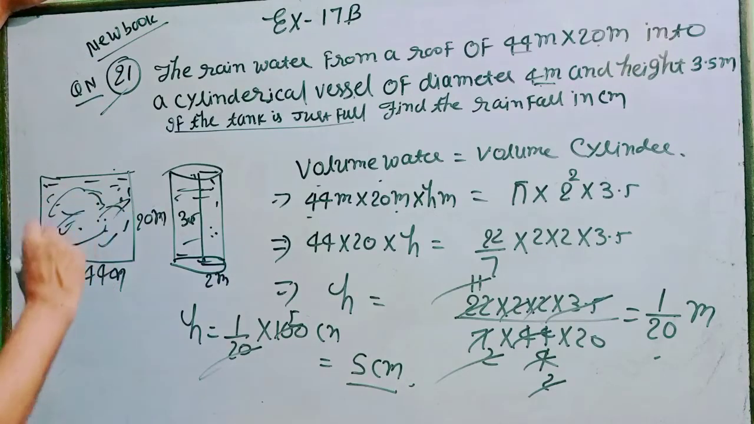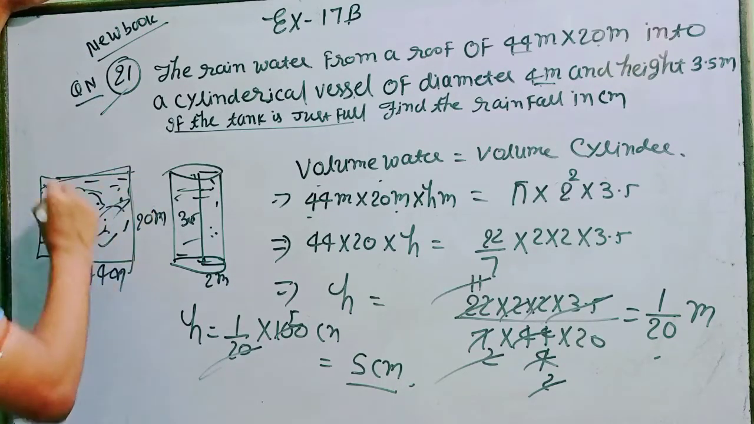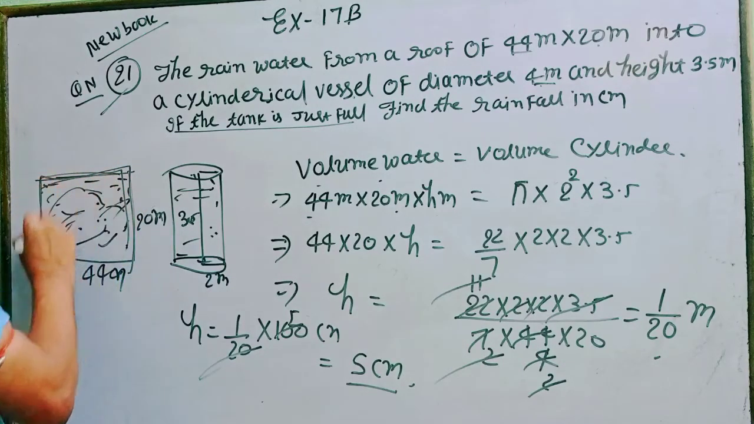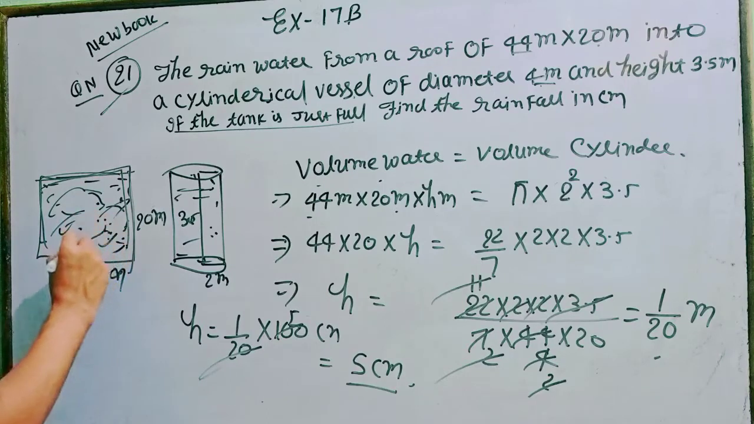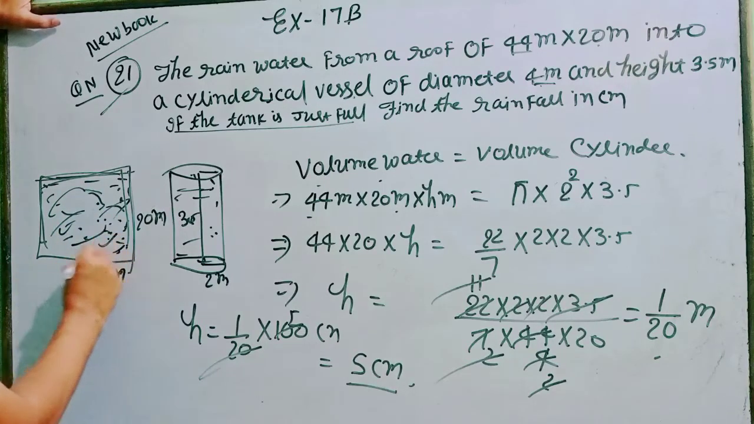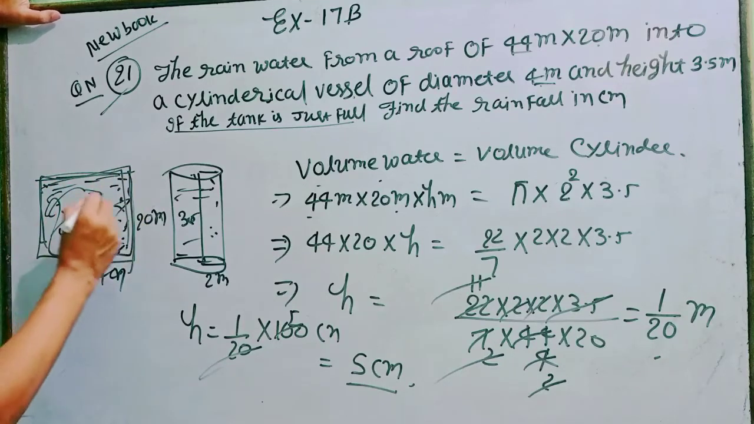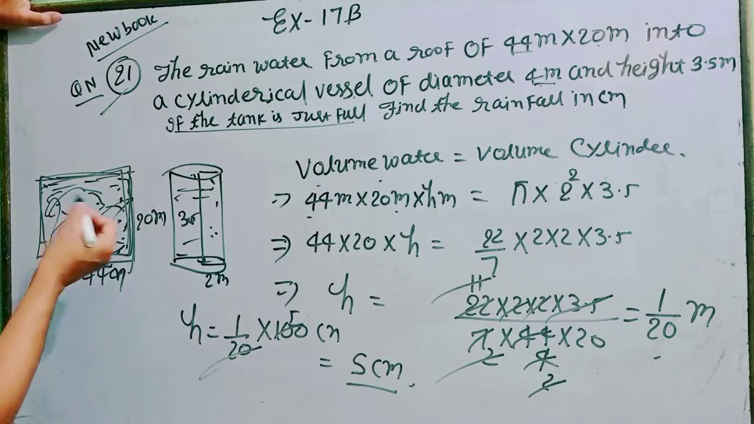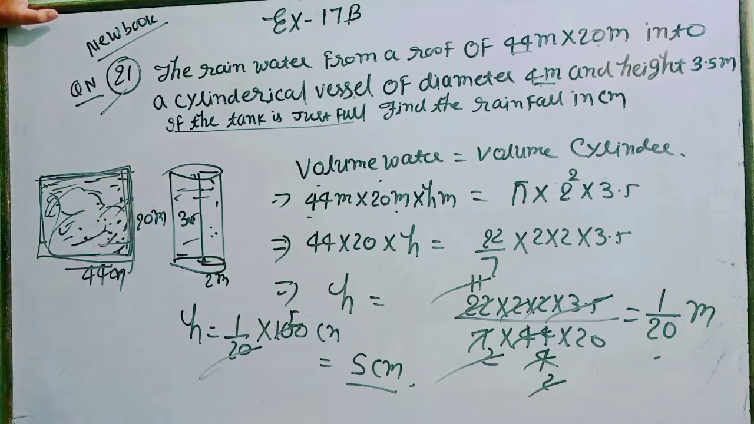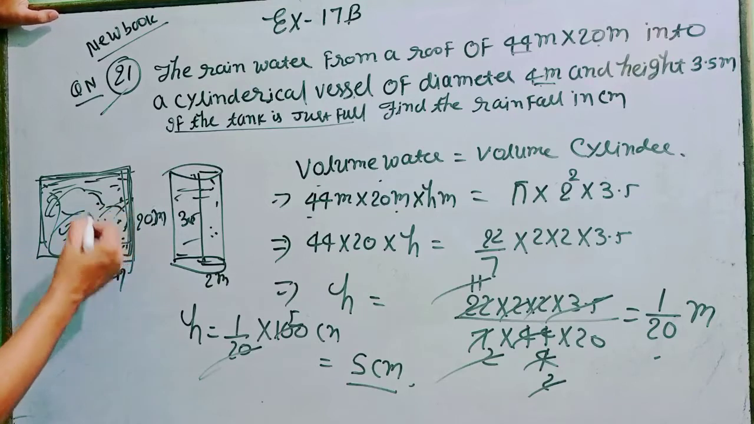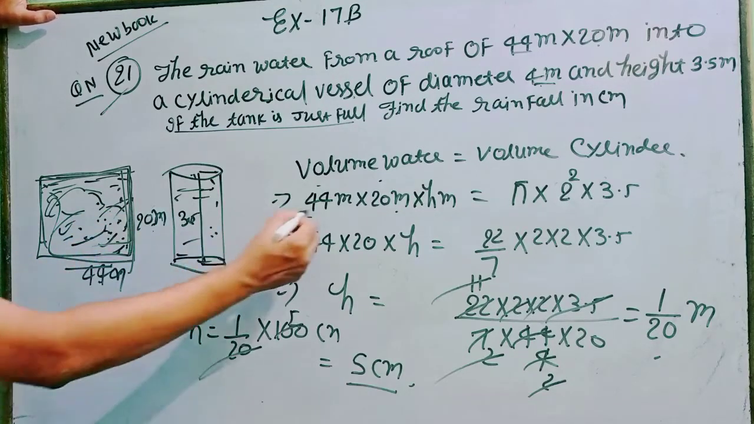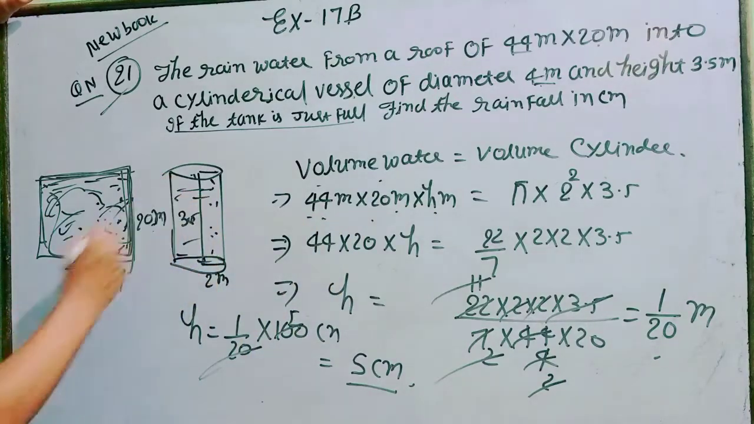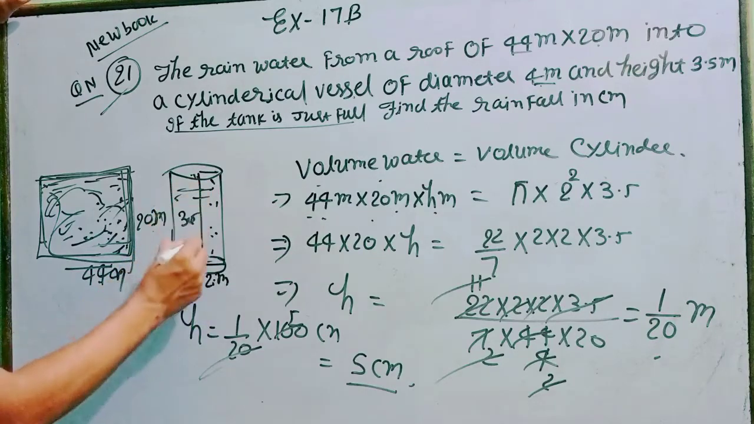How can you find the height of the rain? When water is collected in the form of a cuboid, its height is called the height of the rain. So suppose the height of the rain falling on the roof is h meter, and the length and breadth of the roof are given. Then what is the total water volume on the roof? It is length into breadth into rainfall, that is h meter. This water is collected into the cylinder, and the radius and height of the cylinder are given.